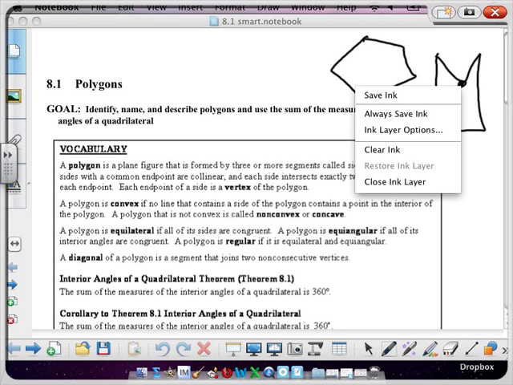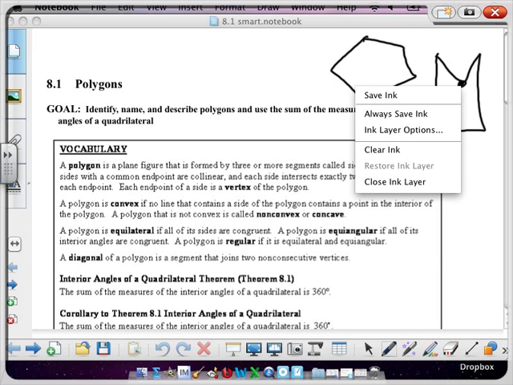A polygon is equilateral if all its sides are congruent. A polygon is equiangular if all its interior angles are congruent. A polygon is regular if it's equilateral and equiangular. A diagonal of a polygon is a segment that joins 2 non-consecutive vertices. So these last 3 are really important.